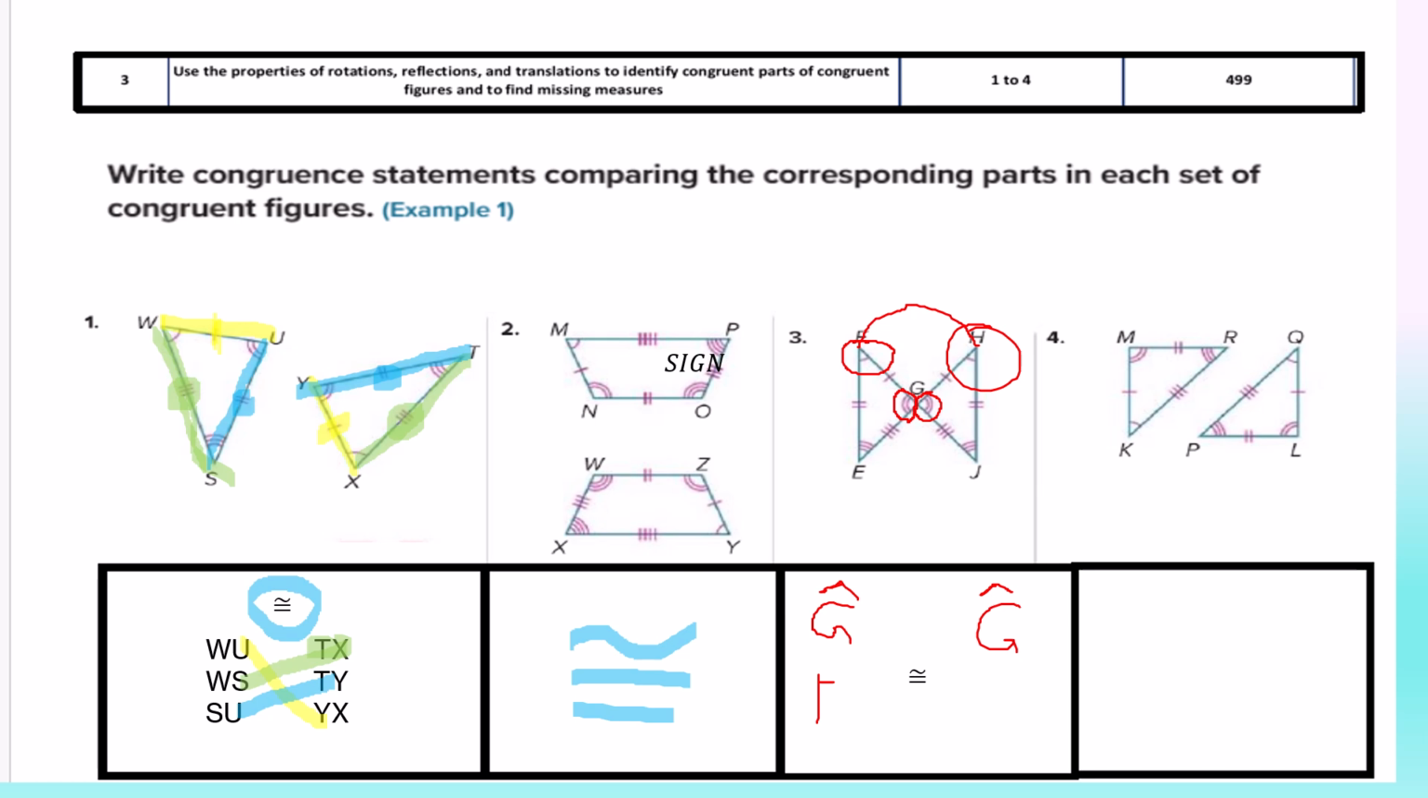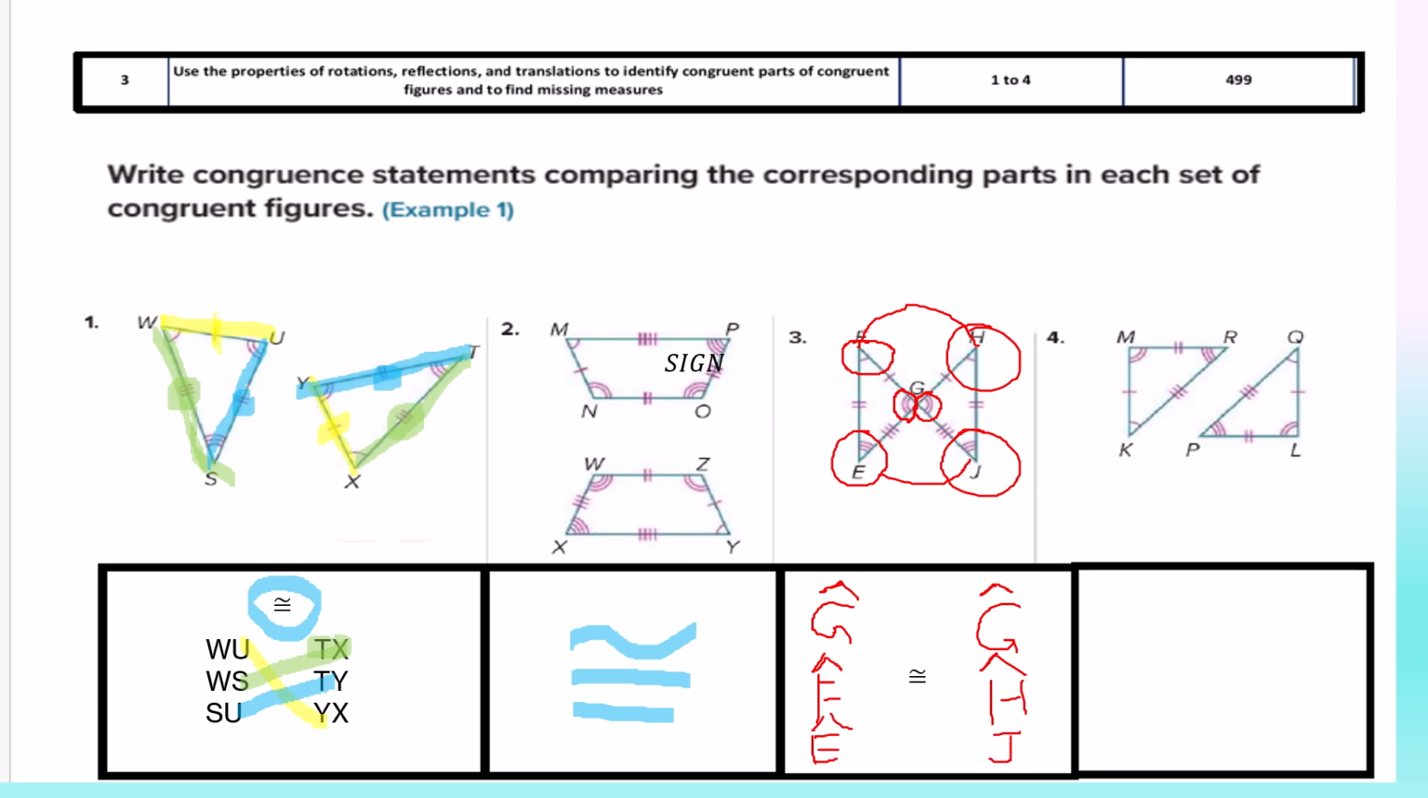Angle F, remember we have the little upside down V on top to denote the angle. Angle F is congruent to angle H. And the last one is angle E is congruent to angle J.